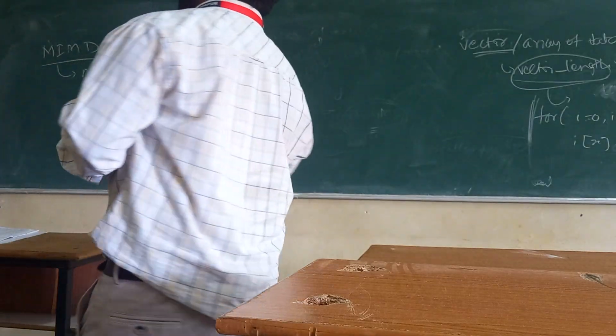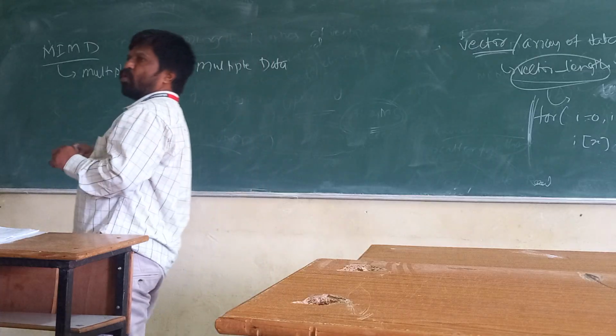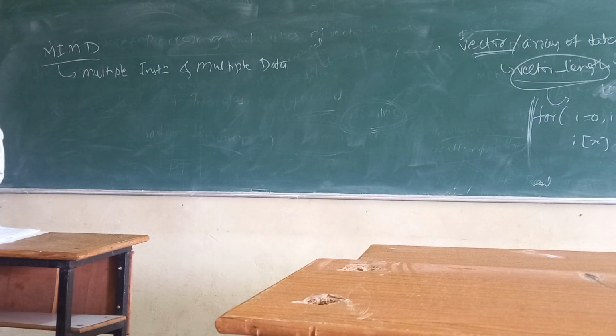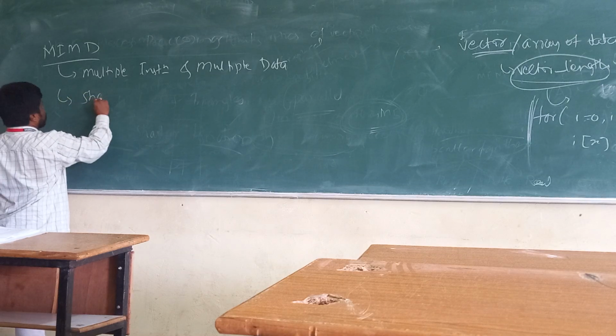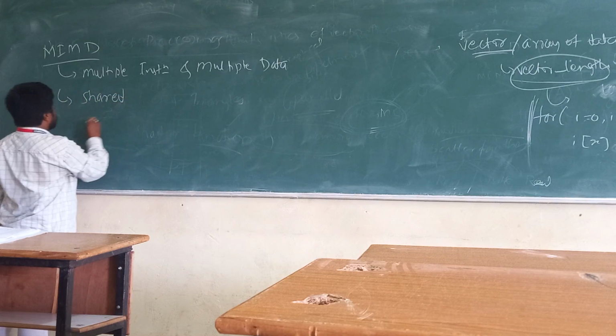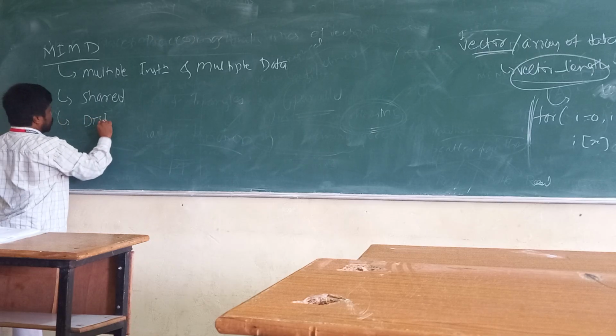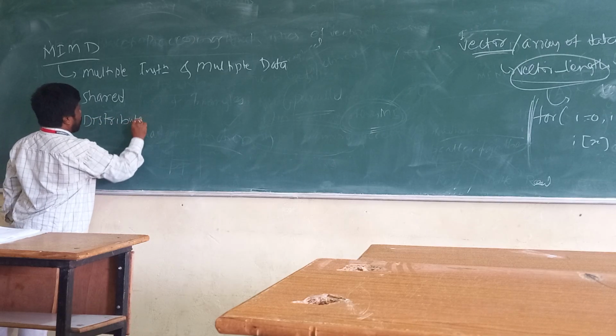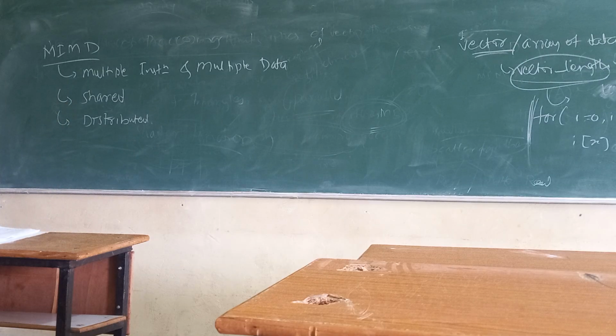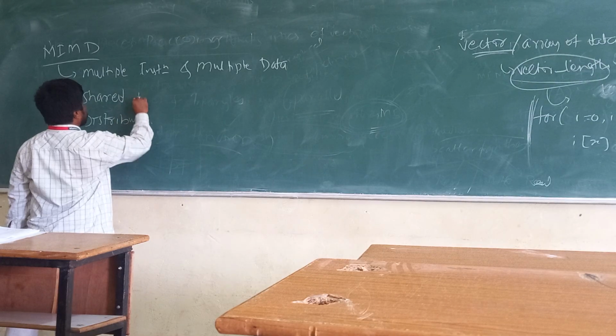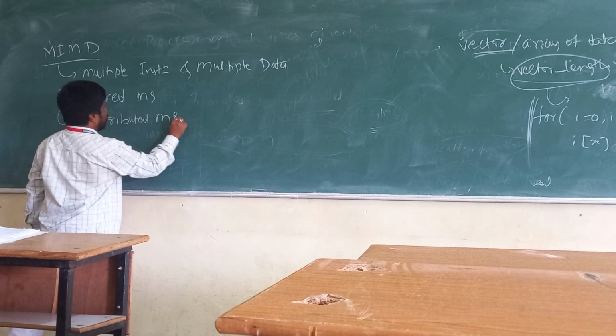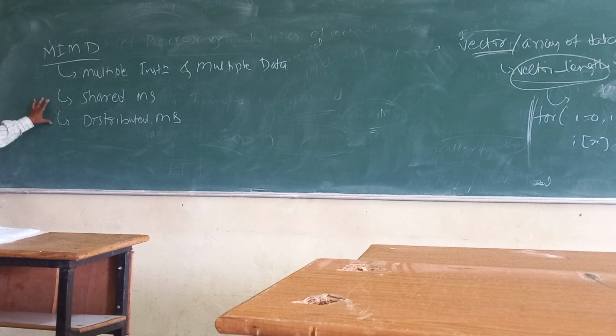Okay, what are we doing here? Here I am using a collection of cores, a collection of processors, with multiple instructions. There are two types of MIMD. One is shared memory systems, and the other is distributed memory systems.